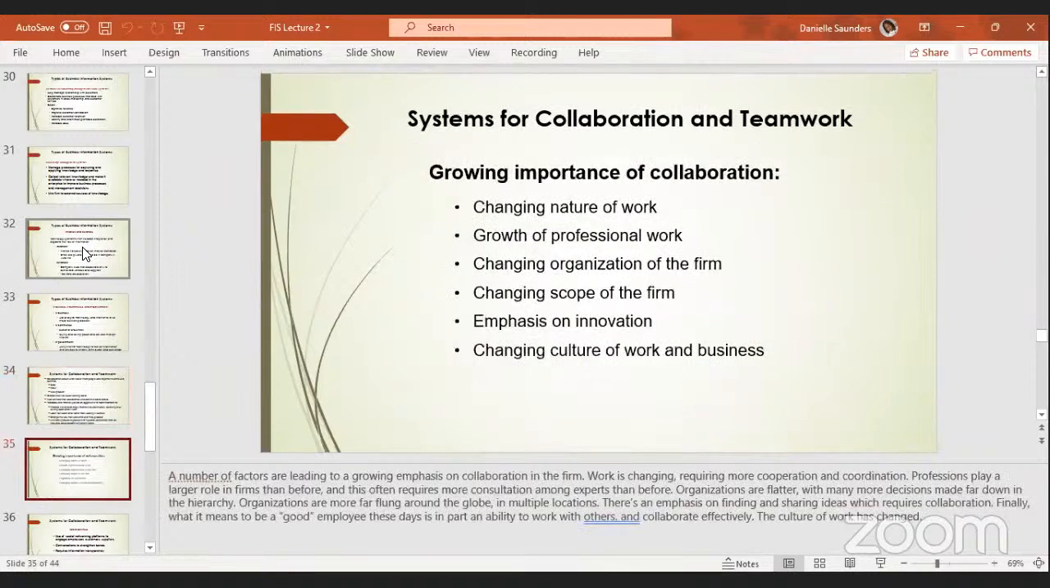Some of the things that are important for collaboration include changing the nature of work and the growth of professional work. For example, when you write software, even if you write code well, you can still get feedback from colleagues saying this is how your code could be even better. You can change the organization of the firm. You can change the scope of the firm, because if people give great ideas, the firm can become better. Clearly, with good collaboration, innovation works really well, and so we change the culture of work and business. Next slide.